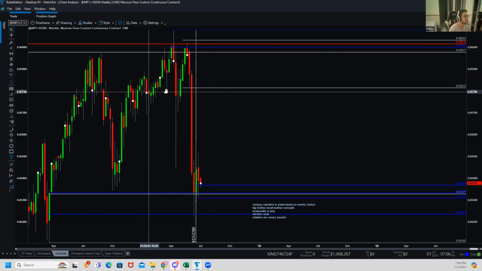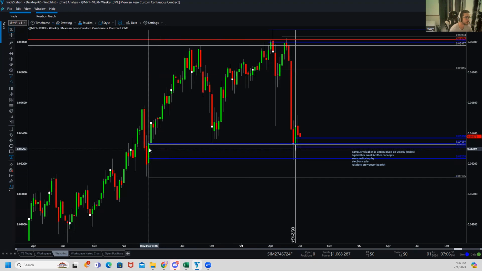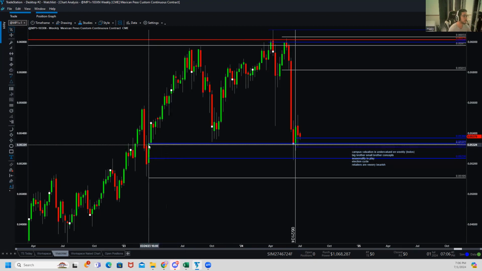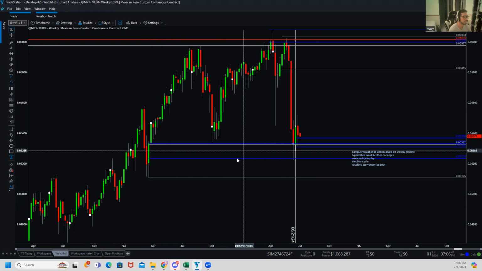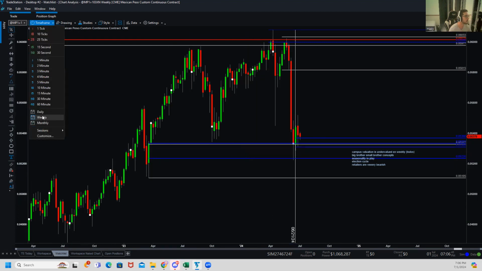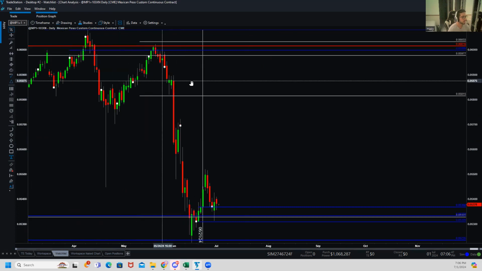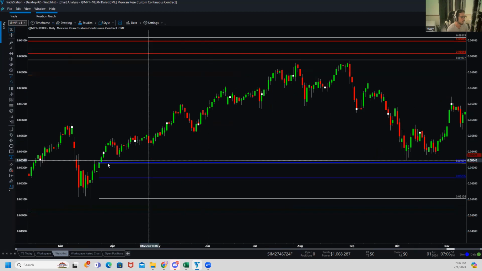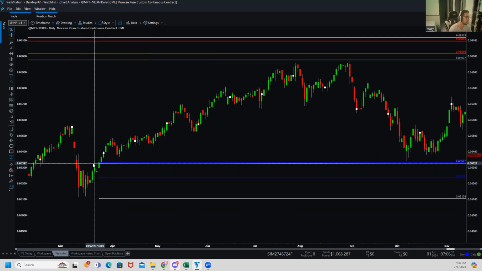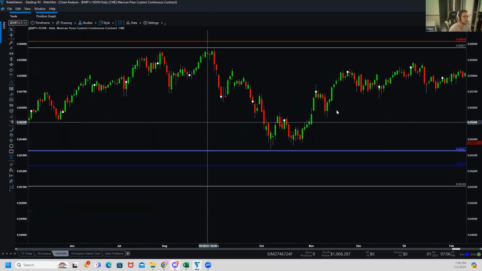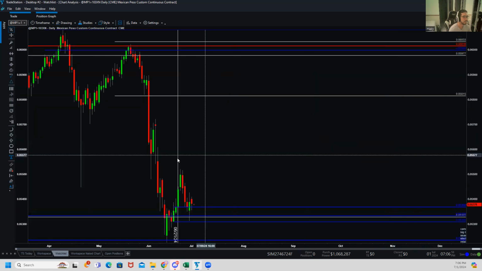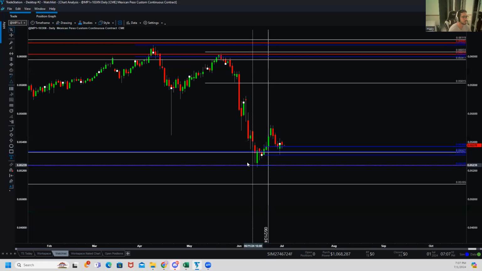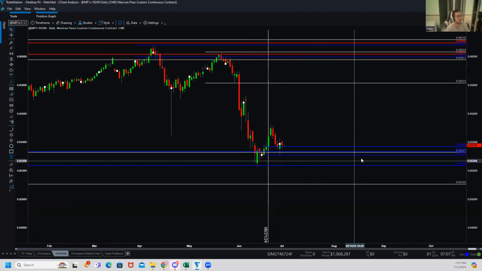Same thing as last week, we have this weekly demand zone, which is represented by the white rectangle, which is all of this. And then we have the daily, which is this daily rally base rally. Price just recently got to this weekly and daily demand zone.